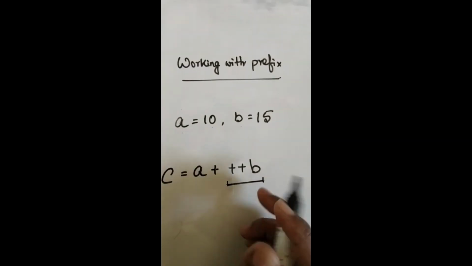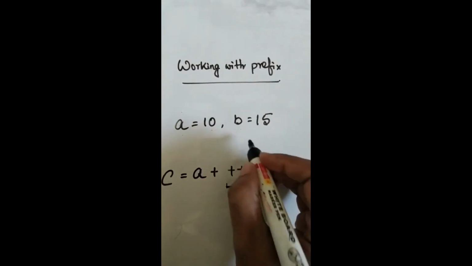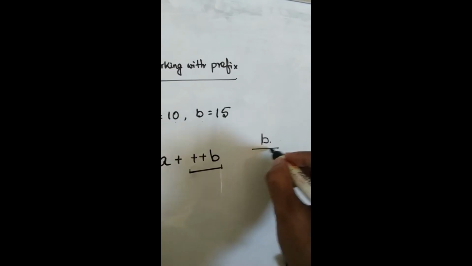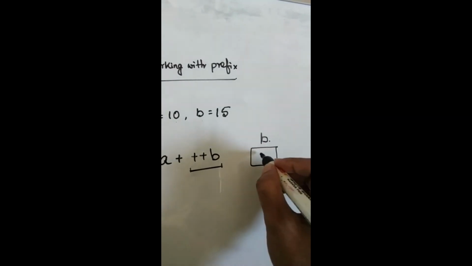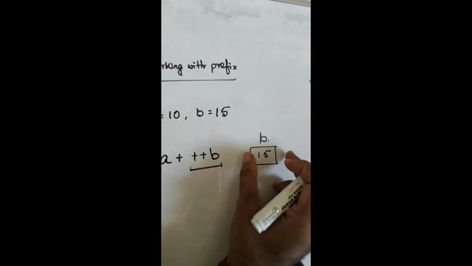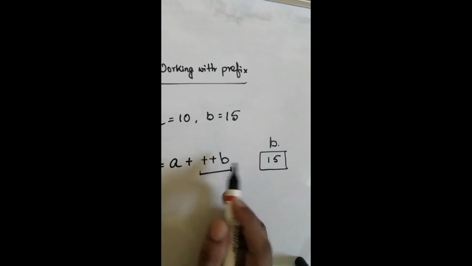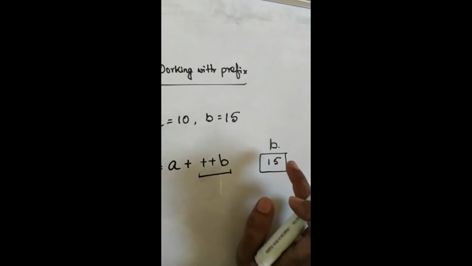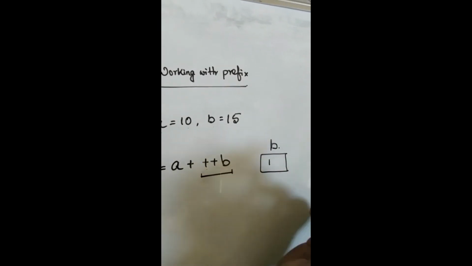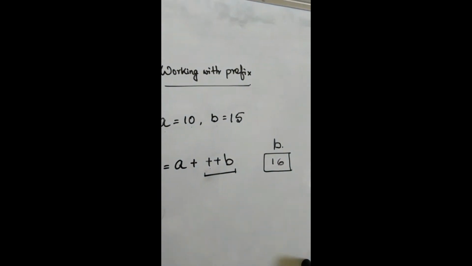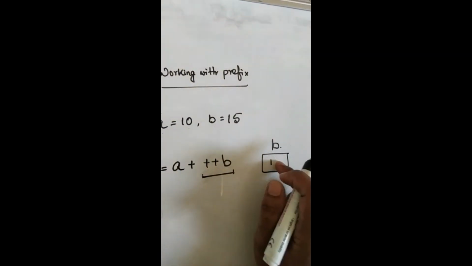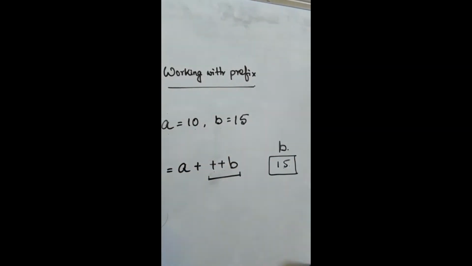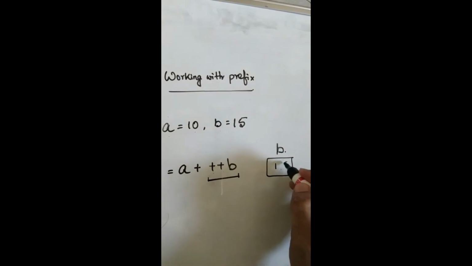So it first increments the value of b. At present b has the value 15. Suppose this is the variable b, and in the memory space b has the value 15. Now ++b, when Java executes this statement, it means the value of b is incremented by 1. So the value of b is now 16. That was the initial value 15, and executing ++b means the value is incremented by 1.